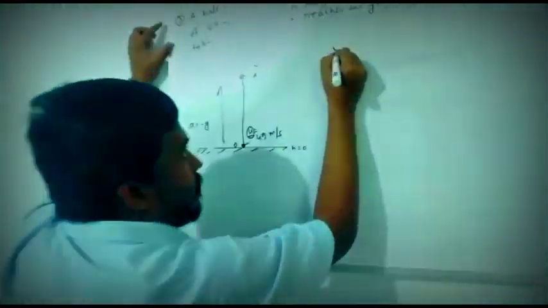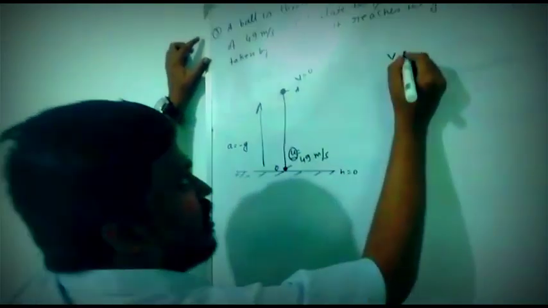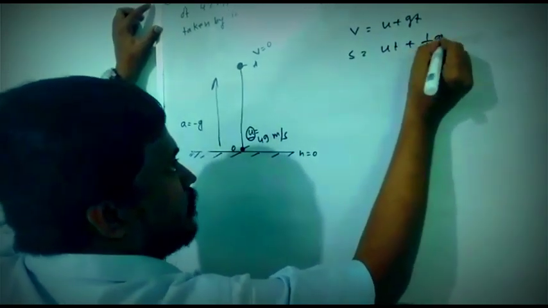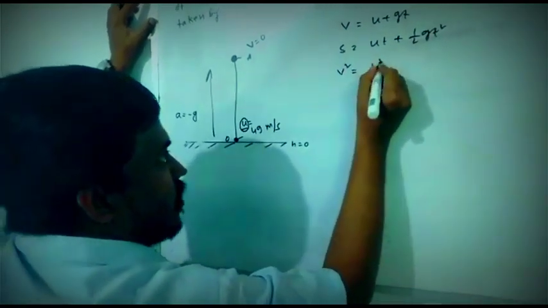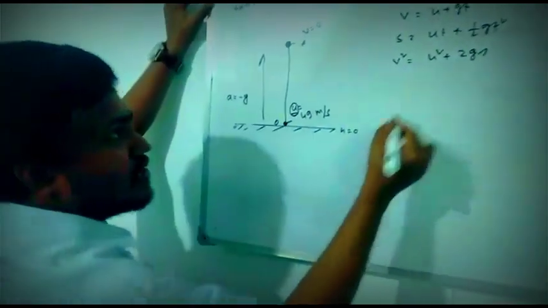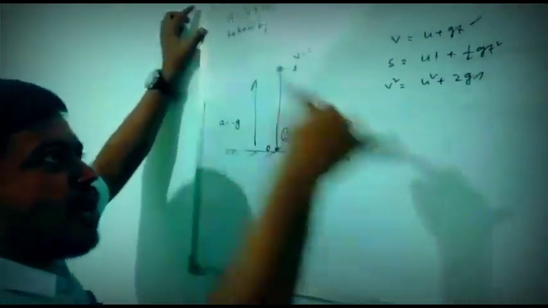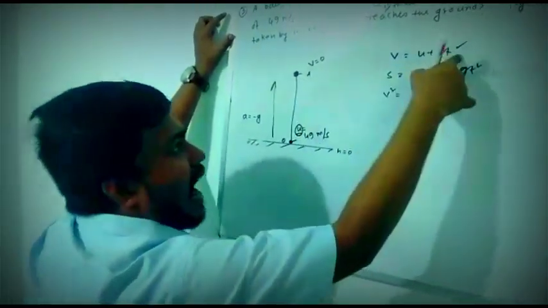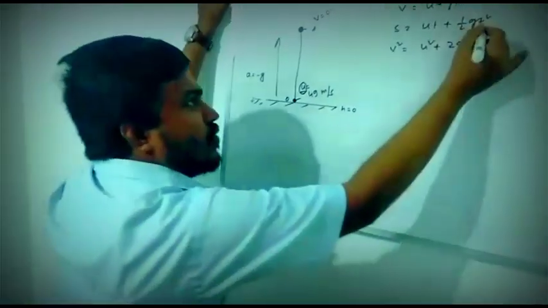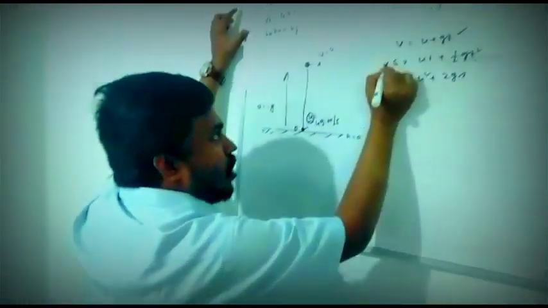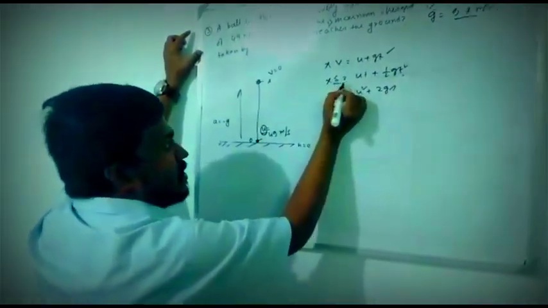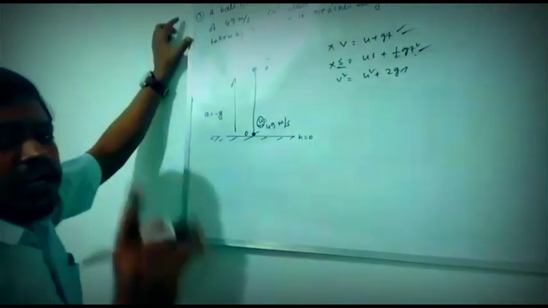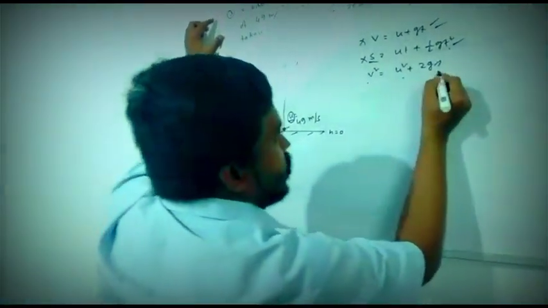Now students, we have three formulas. First one is V equal to U plus GT. Second one is S equal to UT plus half GT square. And third one is V square equal to U square plus 2GS. The first equation contains time, so you cannot solve this numerical using it because height S is not there. The second equation also contains time, and we have no time. So we are not using these two formulas. Only the last one is there, V square equal to U square plus 2GS.